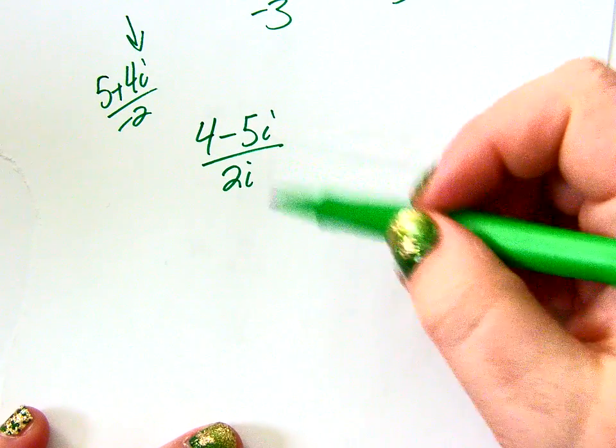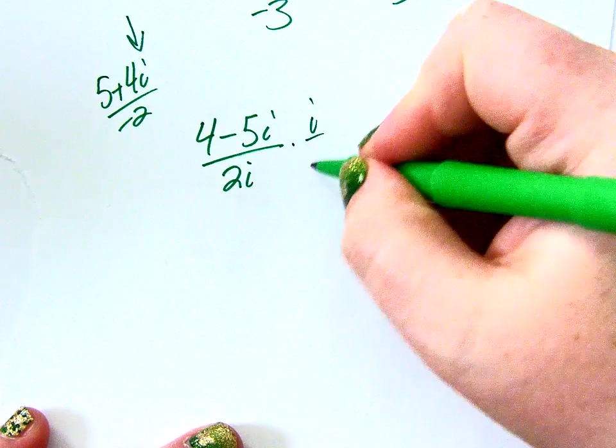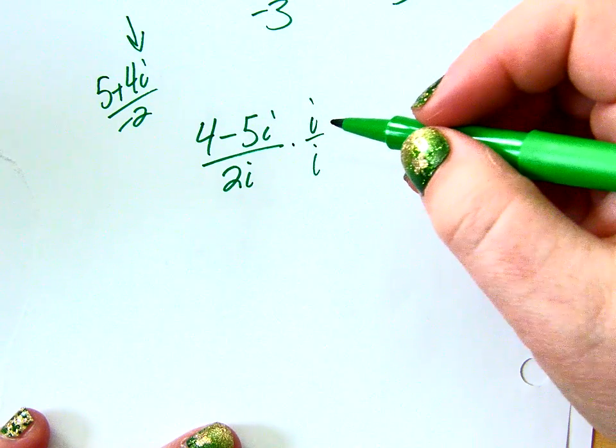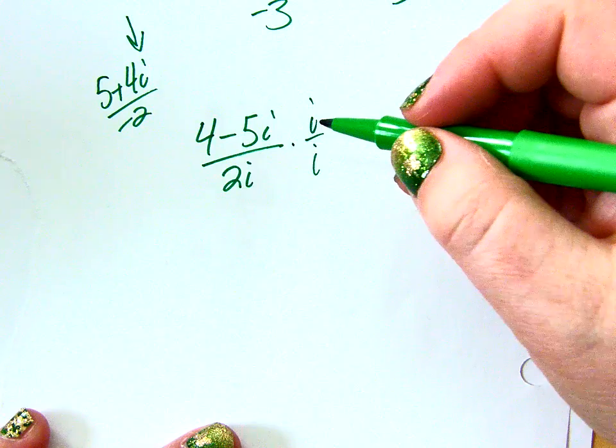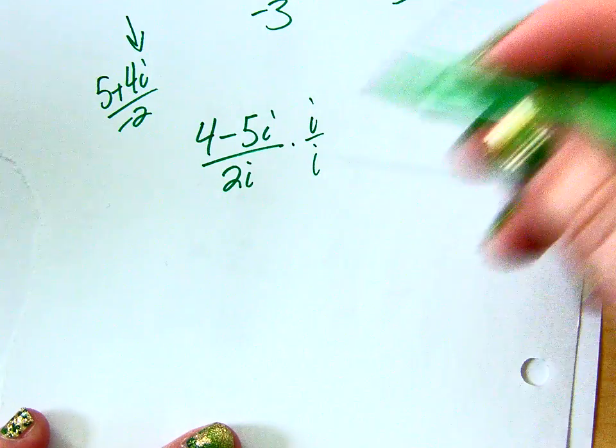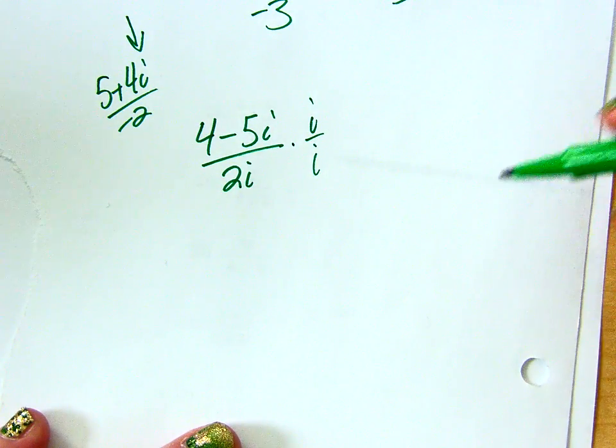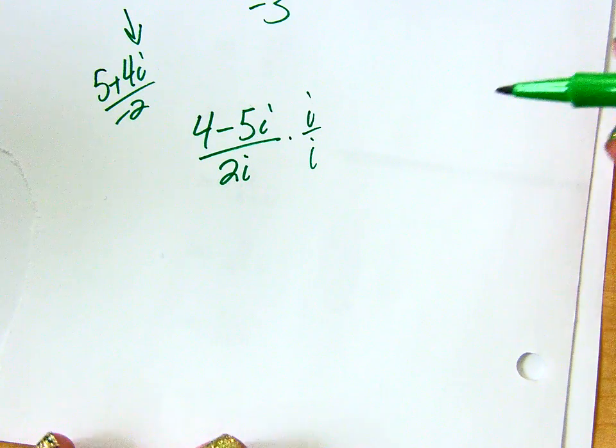So, yes, I would multiply as still by i over i. You don't have to do 2i over 2i. If you do 2i over 2i, what ends up happening is you just have to reduce more stuff later on. So you're making more work for yourself.